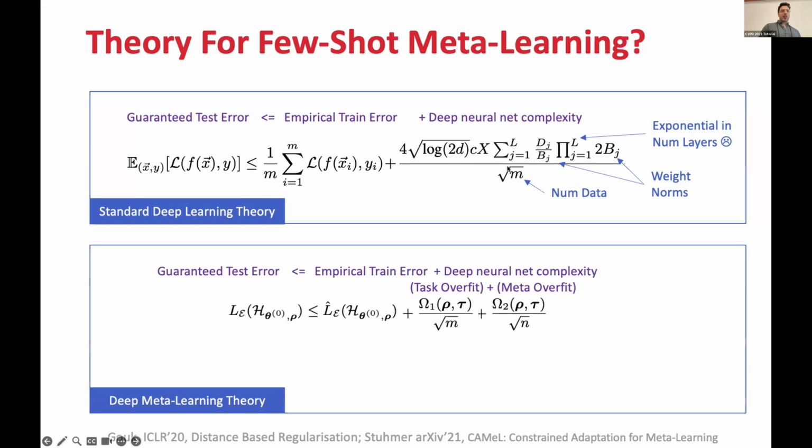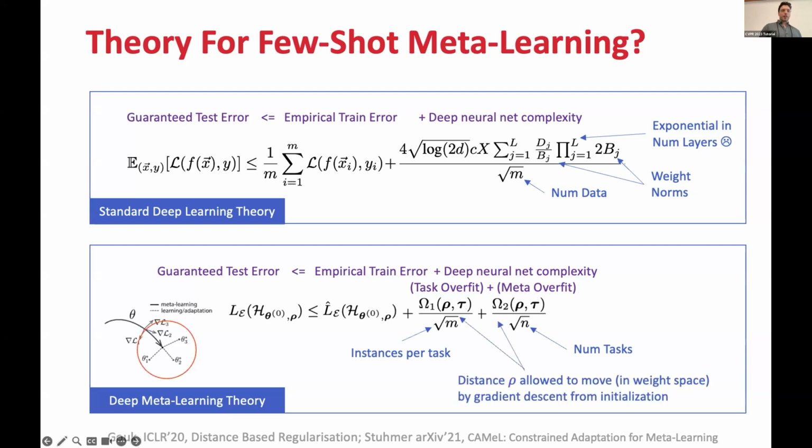Now if we go to the corresponding bound for meta learning, you end up with something like: the guaranteed test error on a novel task is less than the empirical train error over all of your meta training tasks, plus 2 complexity terms. One relates to task-wise overfitting, like how much you can overfit on your support set and fail to generalize to your test set. The other relates to meta overfitting, which is how much you can memorize all of your training episodes and then fail to generalize to a new testing episode.